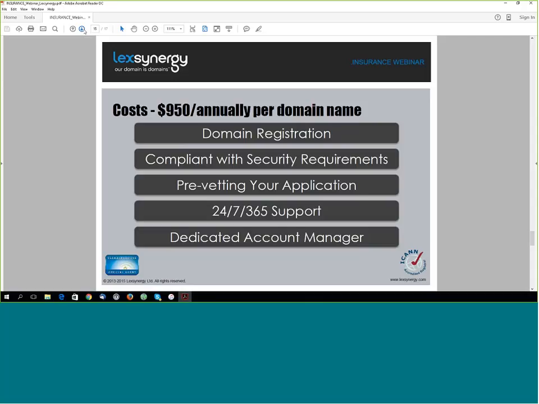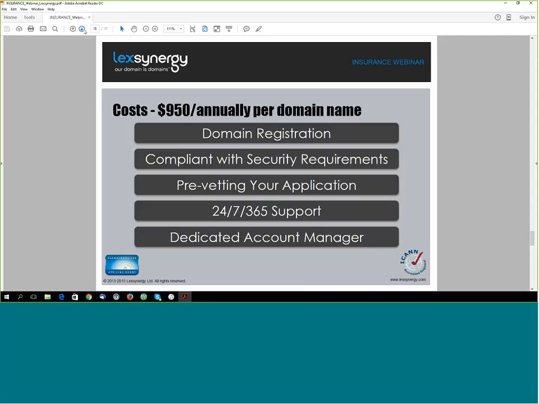What does it cost for a .insurance domain name? It is more expensive. As you can see, it's $950 per year, and this includes the registration, our pre-vetting. We have all the security requirements in place that is imposed by FTLD. We have 24/7 support and a dedicated account manager that will manage the process with you. And it is an expensive domain name. It's obviously more expensive than a .com, but as Craig mentioned, it has a more secure and a trusted element to it, as we can see with .bank, which has already launched.